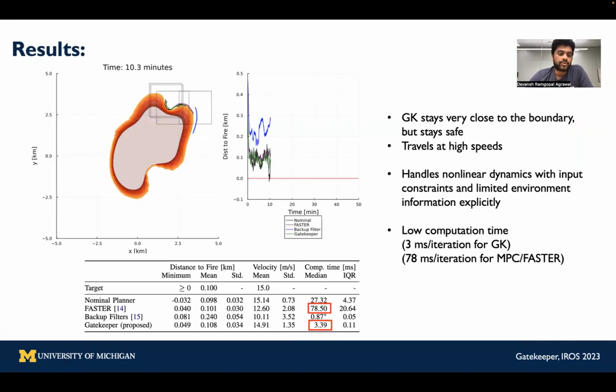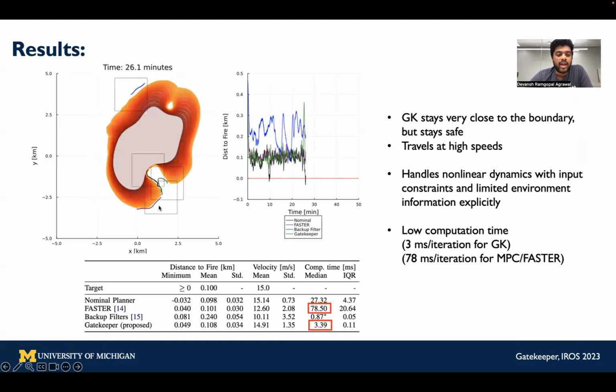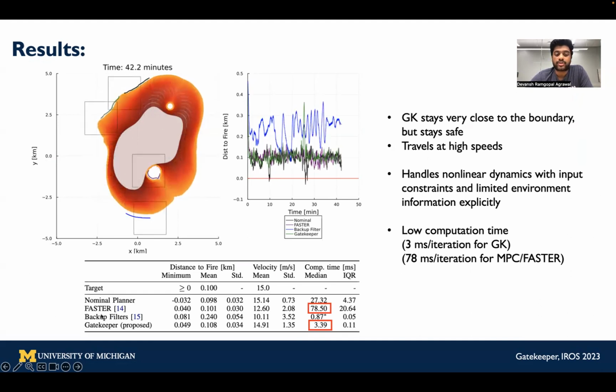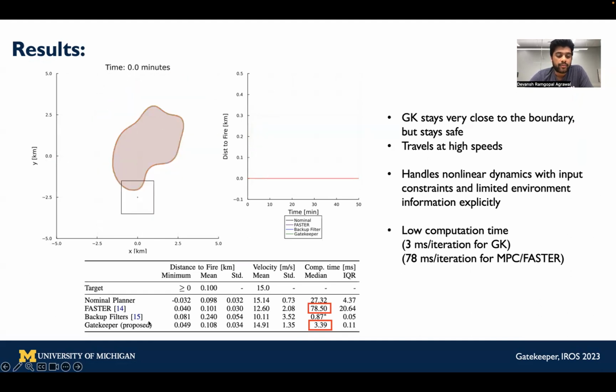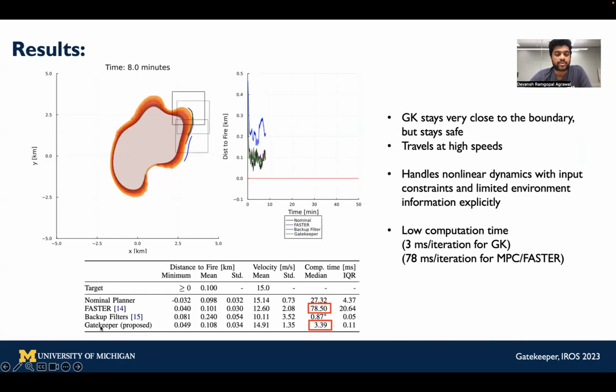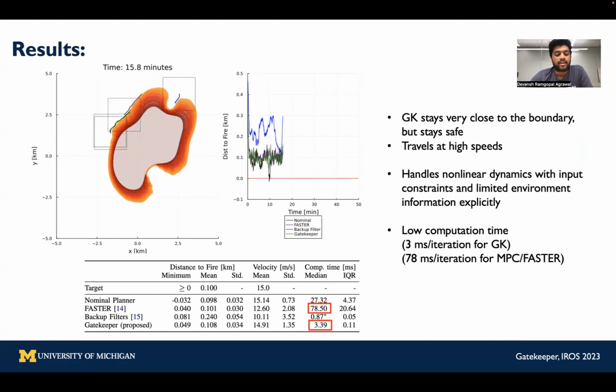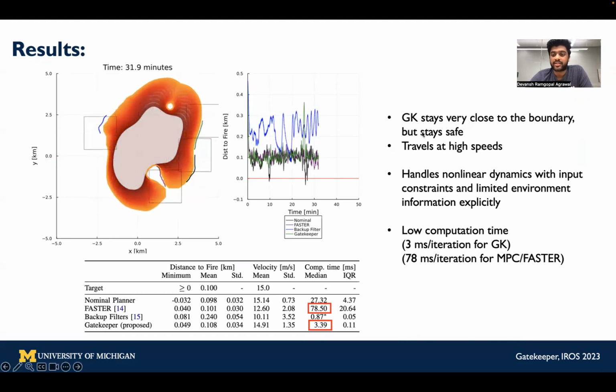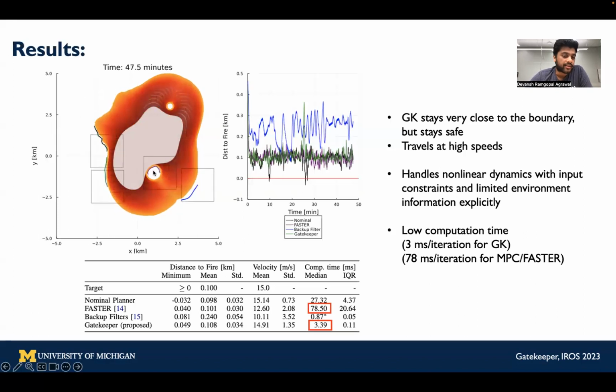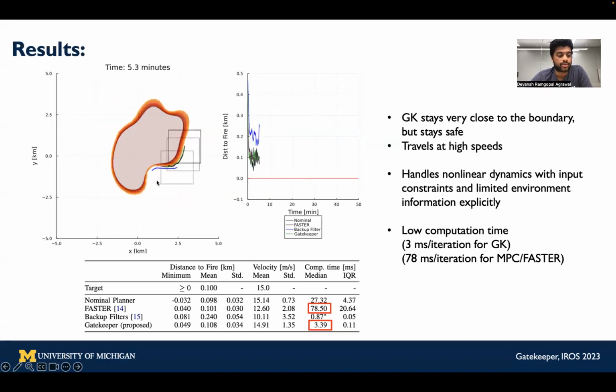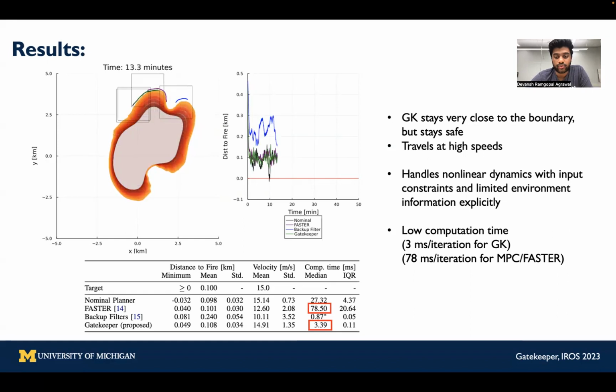What does this earn us? So here we have a more complicated firefighting scenario where we have a non-convex safe set, and we have three different controllers: the nominal controller, the faster controller, which is an MPC-based method, the backup filters approach, which was proposed by Professor Aaron Ames' group, and the Gatekeeper method that we propose. What we see is that Gatekeeper stays very close to the boundary, but still renders safety and doesn't get trapped inside the pocket in the way that the backup filters or MPC methods can get trapped.